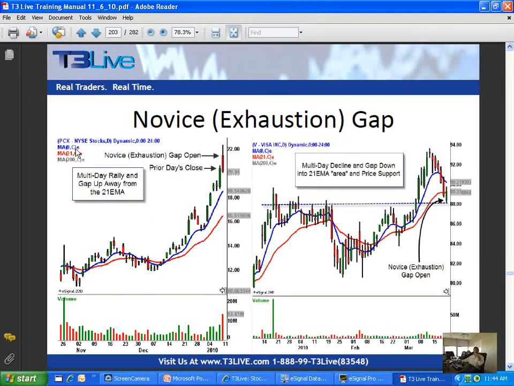Here's an example of the exhaustion gap, a multi-day rally and a gap away from the 21. Notice how far the stock is from the 21 when it opens up all the way up here. Gap open. Here was the prior day's close. It opened up here, and it begins to sell off. A multi-day decline and a gap down into the 21 EMA and price support. Novice exhaustion gap open. Again, multi-day decline, gaps down into support, causes the gap to turn.